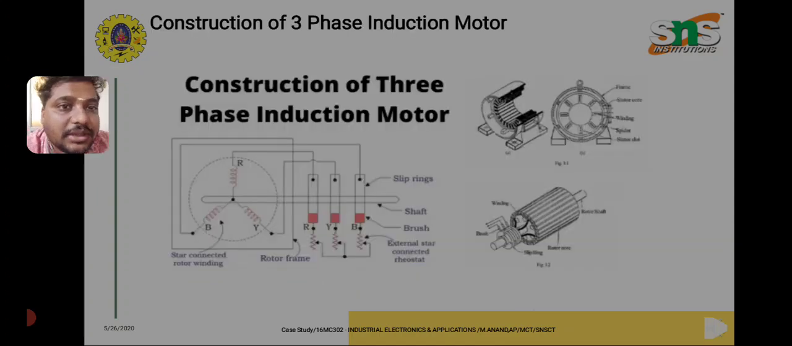Normally a three-phase induction motor comes under the AC motor types. It has three windings, that is R winding, Y winding and B winding. Each and every winding has a separate external resistance connected with an external star connected rheostat. And also it has 450 voltage.